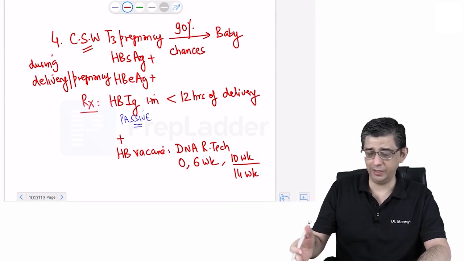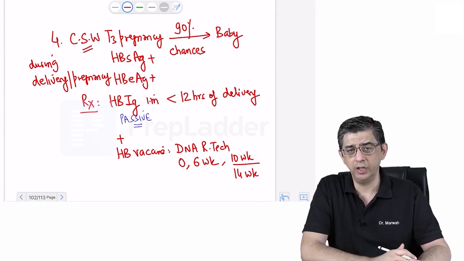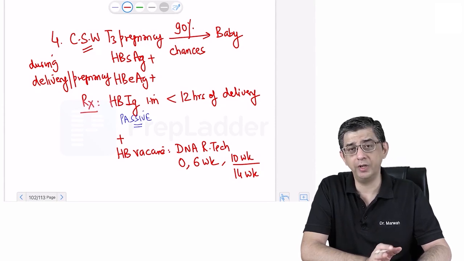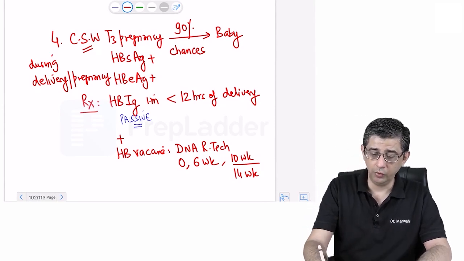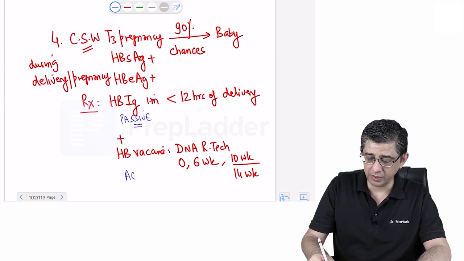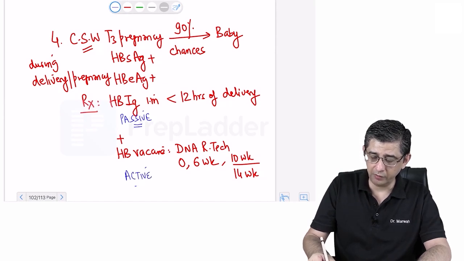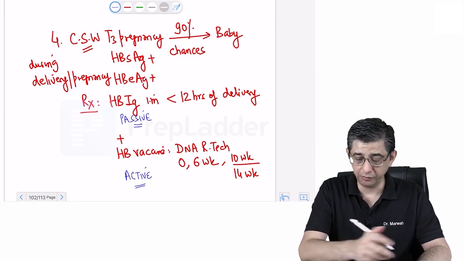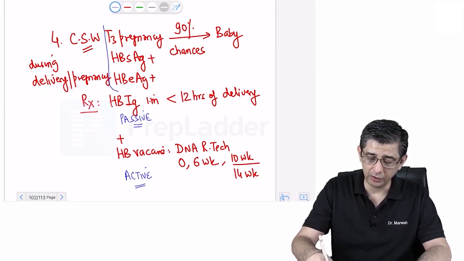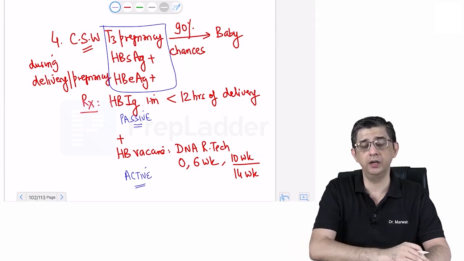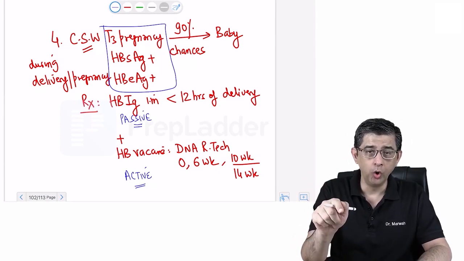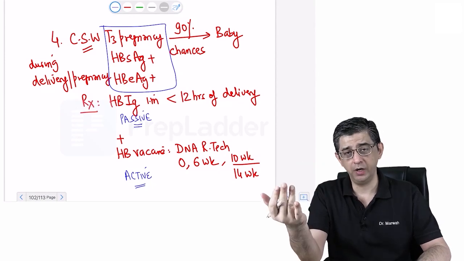So how many shots are required? It's a total of 3 shots, and they would give protection to the baby over the next 15 years or so. What I have given here is a combo of passive plus active immunity. So every time they give you a report like this for a pregnant lady and they say what is the intervention to be done, your answer will be a combo of passive plus active immunity.